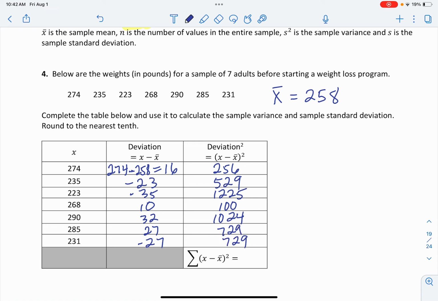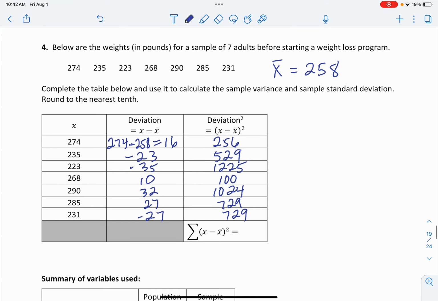All right, used to this process. Okay, and then we add them all up, so there's nothing different than what we did in the last problem. Add all those up, you should get 4,592.